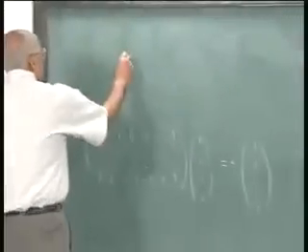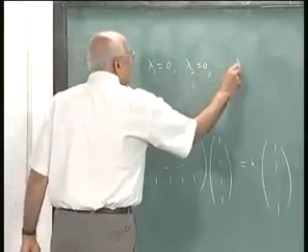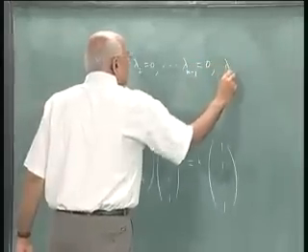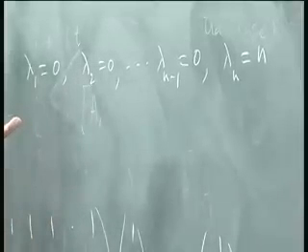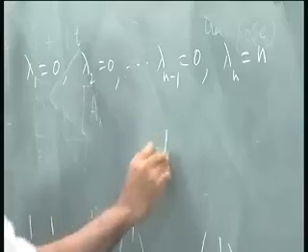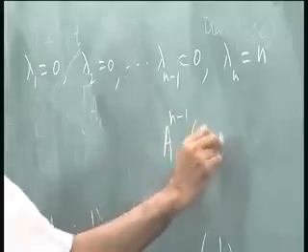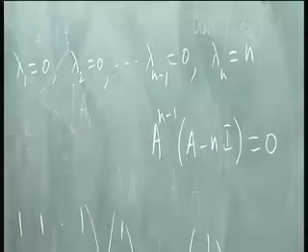So this matrix has lambda 1 equal to 0, lambda 2 equal to 0, lambda n minus 1 equal to 0, just one of them. So it is easy to write down the characteristic equation of this matrix. It is immediately obvious from here what the characteristic equation is. So it says a to the power n minus 1, a minus n, that is the characteristic equation of this matrix.